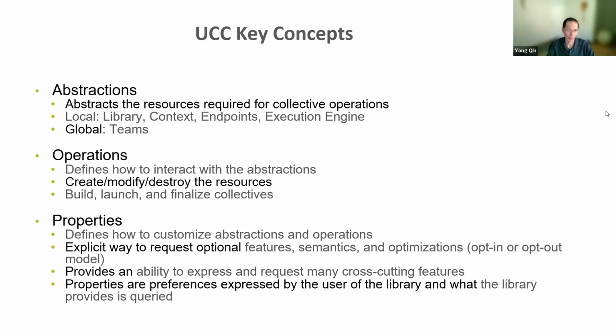This is the operation layer. And then for the collectives, for example, we can build a collective, we can launch or start a collective, and then we can also finalize the collective after the collective is properly completed. For each of these abstractions and operations, we can also define a property or property set. And then we can modify the properties on the fly or create different properties for different objects. So next slide, please.